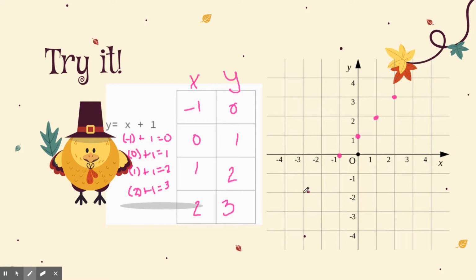Now I have my points, so I can go ahead and draw my line. I'm going to draw arrows both ways on all of these lines because these lines can go on forever. All right, if you need more time to draw, go ahead and pause it. I'm going to move on to our next example.